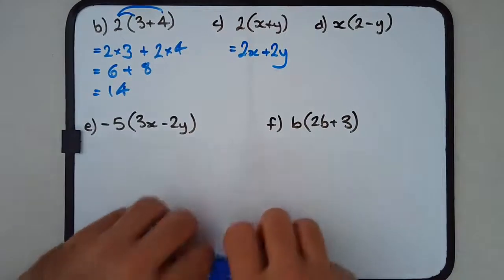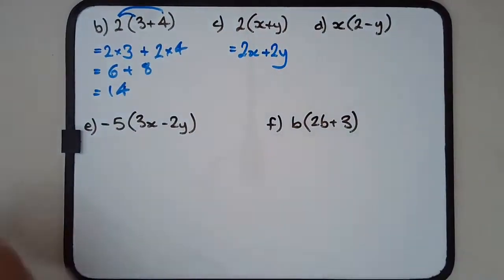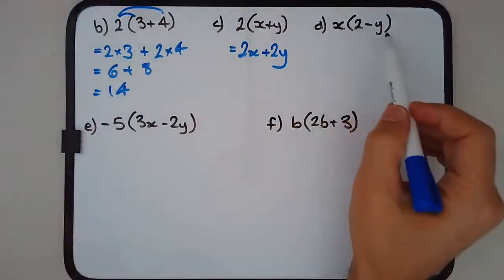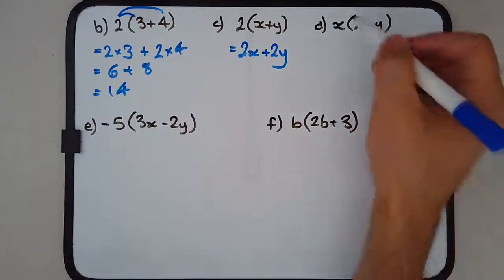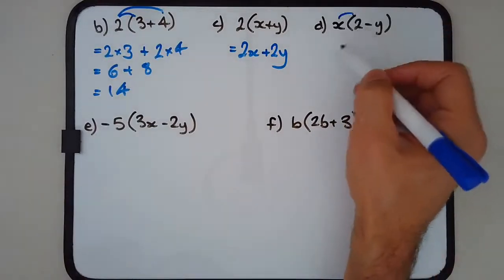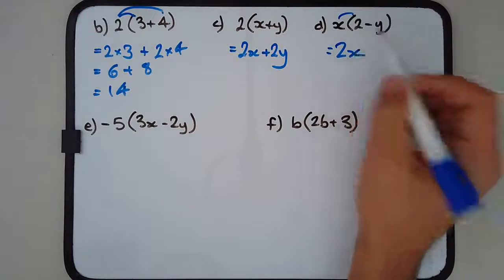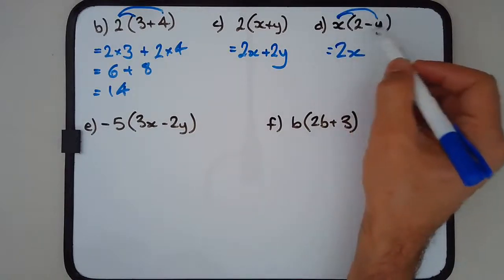Okay, so part D, x outside of 2 minus y, exactly the same thing. x times 2, which is just 2x, x times negative y.